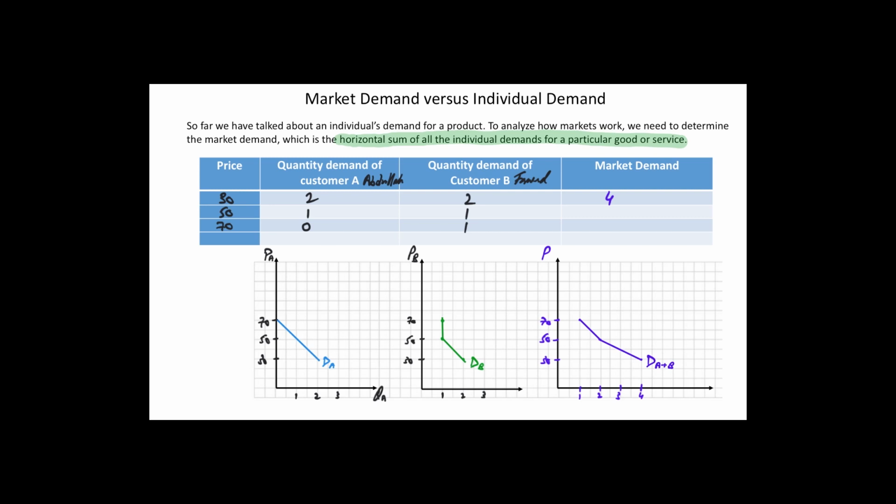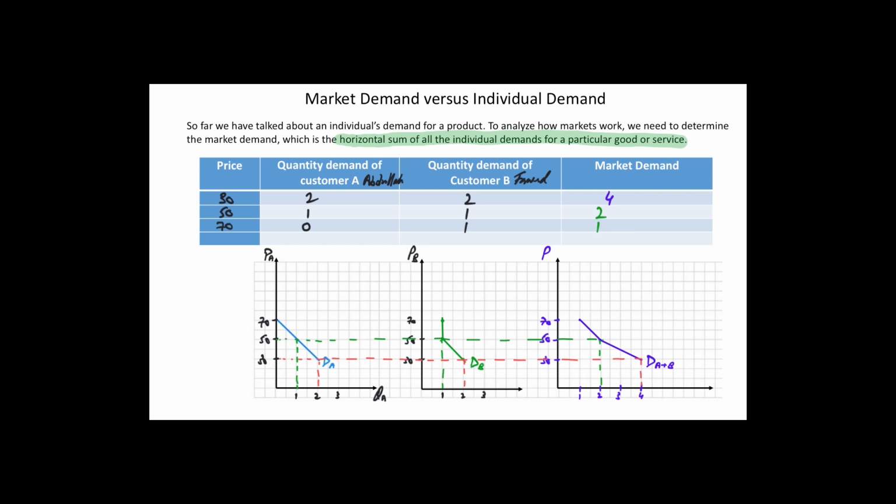Why do we call it horizontal summation? Because look, horizontally we're adding. At the price of 30, we just added the numbers, 2 plus 2 equals 4. Horizontally at the price of 50, we just added the numbers, we summed it up. At 50, you said 1, I said 1, comes up to about 2. You see this? This is the method of constructing a market demand curve.